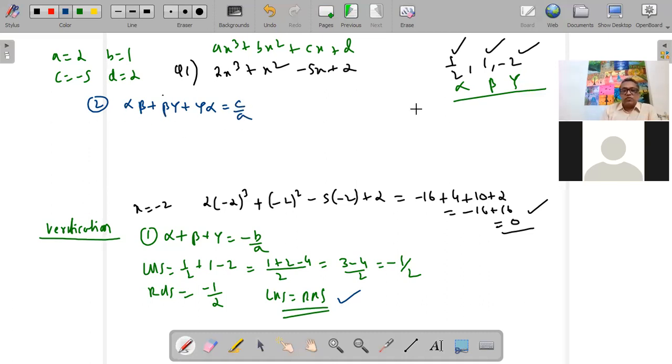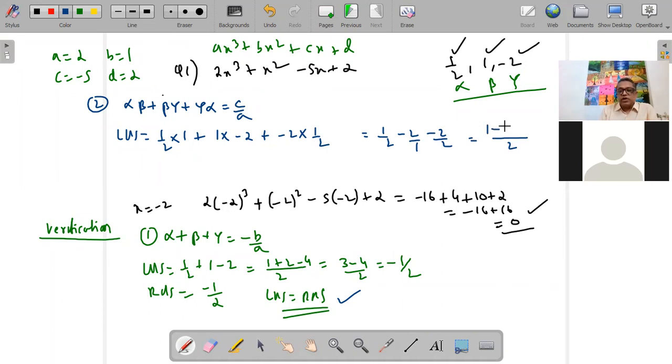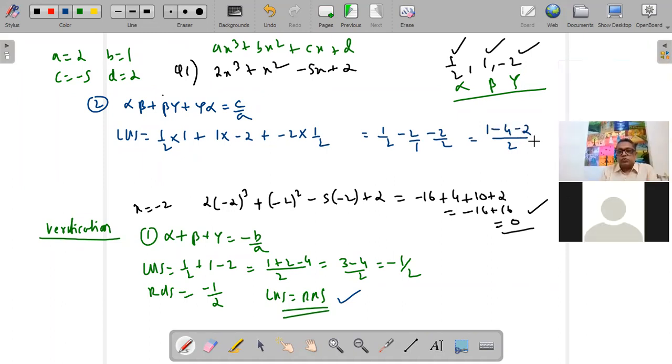So what is alpha? 1 by 2. LHS I am solving. 1 by 2. What is beta? 1. Then 1 into minus 2 plus minus 2 into 1 by 2. So this is going to be 1 by 2. 1 into minus 2, you get minus 2. Minus 2 by... Sir, you said minus 1 on the other side. You can reduce the fraction. 1 minus 4 minus 2. Yes, Arya.